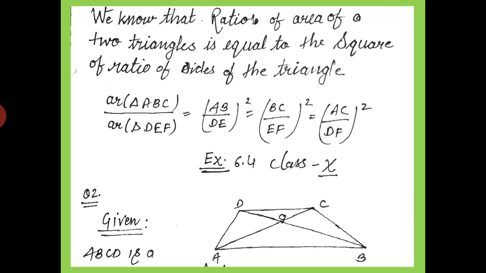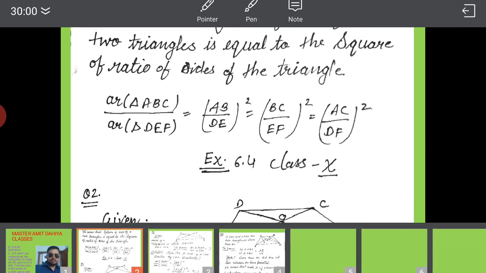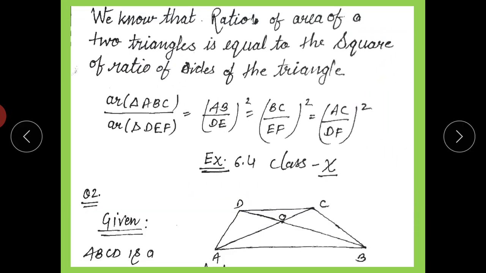I am going to remind you that we know that the ratio of areas of two triangles is equal to the square of the ratio of the corresponding sides of the triangles. So it means area of ABC upon area of DEF is equal to (AB upon DE) whole square, (BC upon EF) whole square, (AC upon DF) whole square. So exercise 6.4, second question. The first question depends upon this.